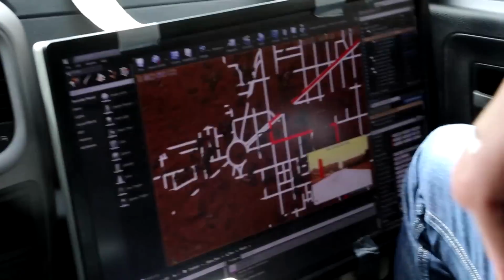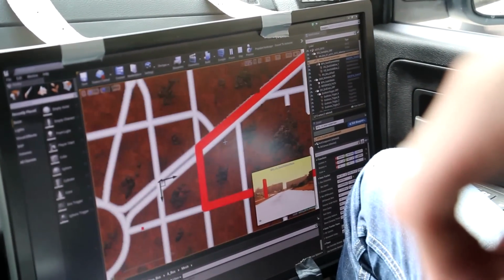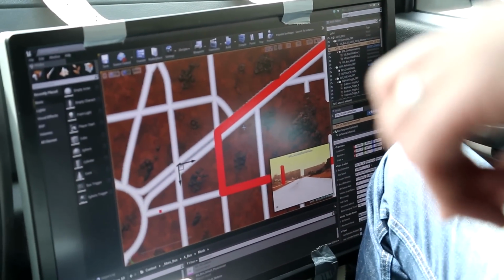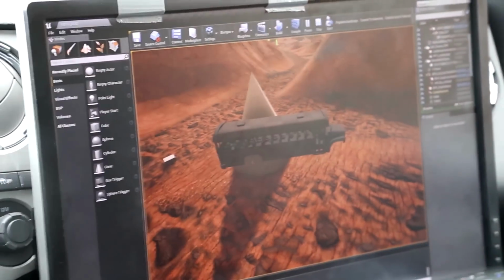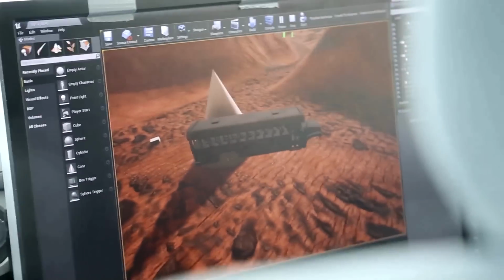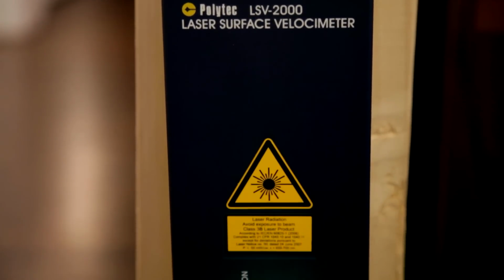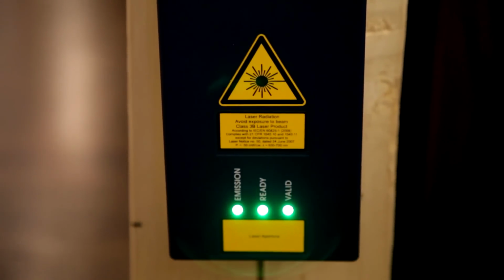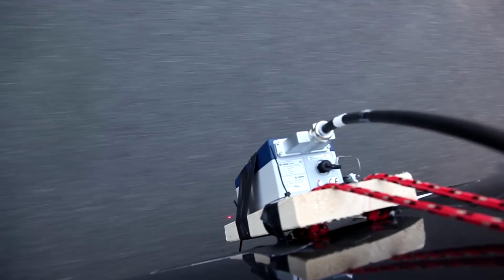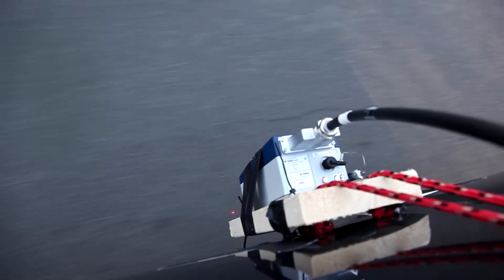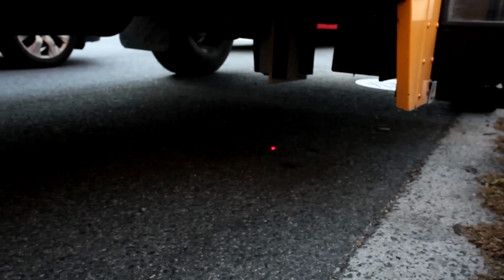on Mars. And to accurately drive the surface of Mars, we used a combination of GPS, 3-axis accelerometer, magnetometer, and a laser surface velocimeter. There is a laser, absolutely. What that laser does is one simple job. It points a laser down on the ground and it tells you how far you've gone forward or backward. It does one thing very, very well.